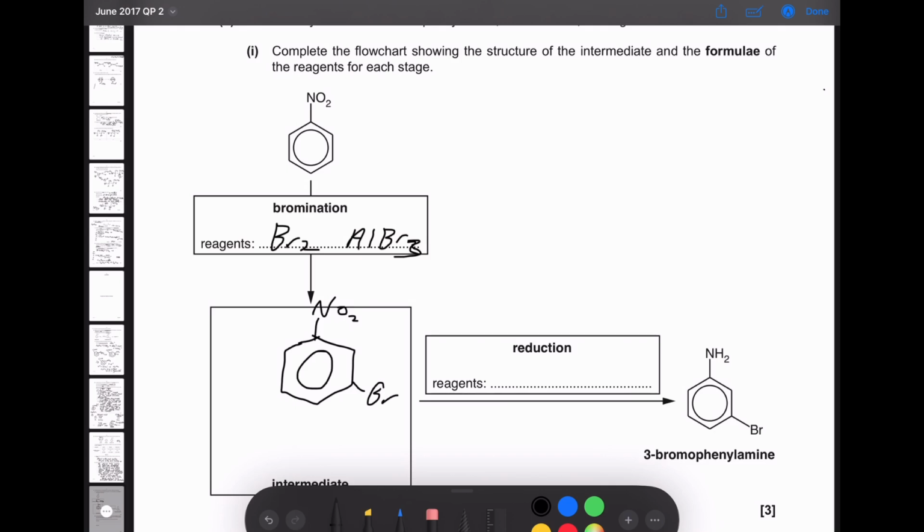And then we need to reduce it. Well, how are we going to do that? We need to add hydrogens to it. So hydrogen plus, that's a big part of it, or some sort of acid, just put HCl, yeah, and then we're going to need some sort of catalyst. In this one it is tin. Again, that's just something you got to know.